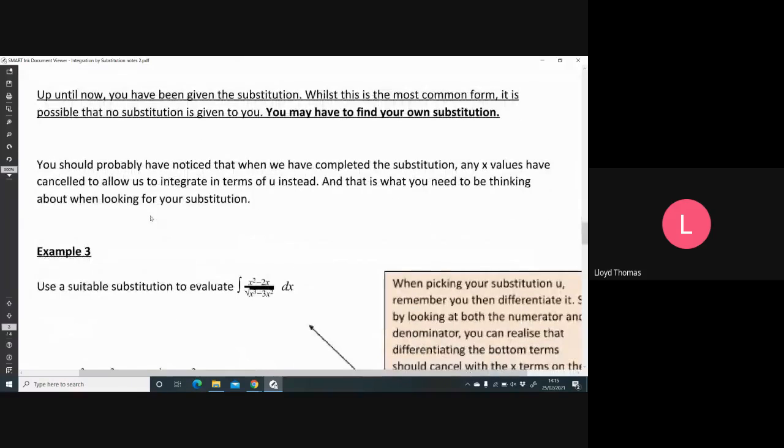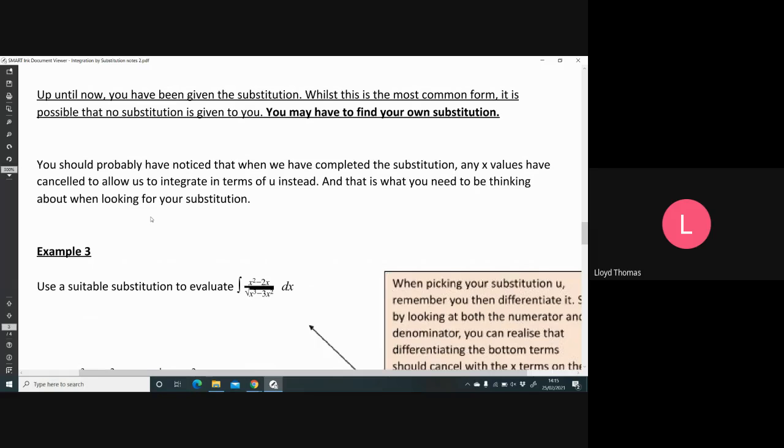Okay, now we get on to the tricky stuff, the really tricky stuff, which is integration by substitution, where you are not given the substitution. Now, if this is the case, bad news, essentially. Sometimes the substitution will be quite obvious, and I think for the two questions in these examples here, it does sort of make sense. However, sometimes they can be really, really tricky.